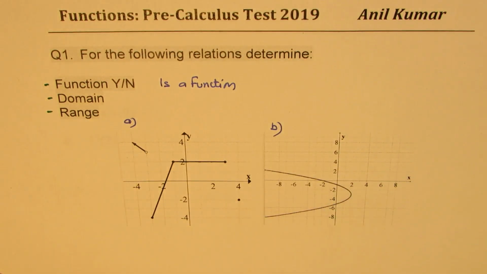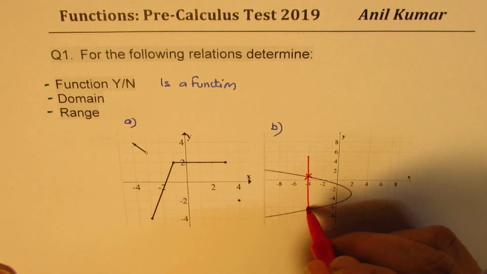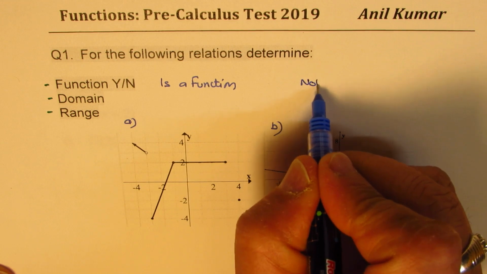However, here, if I draw a vertical line, it crosses through 2 points, correct? So if I draw a vertical line, it crosses at 2 points. So this one is not a function.